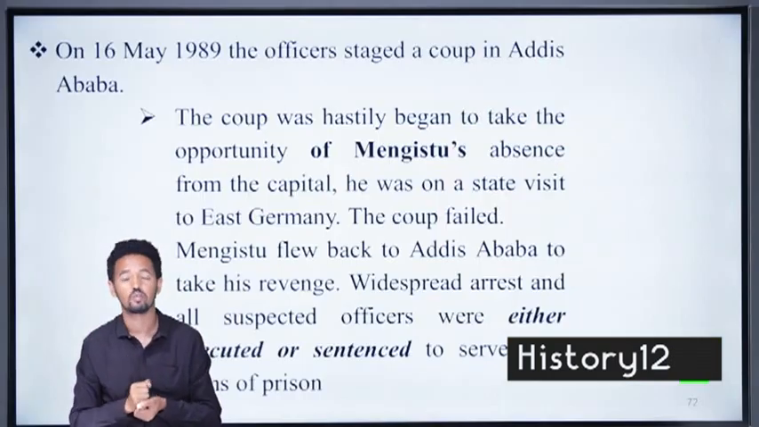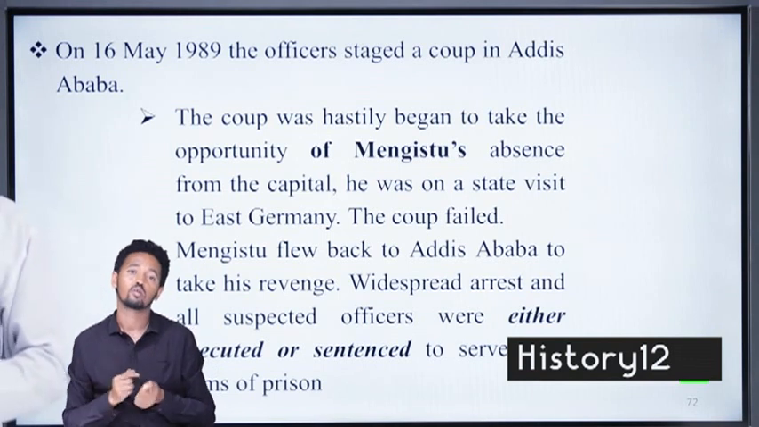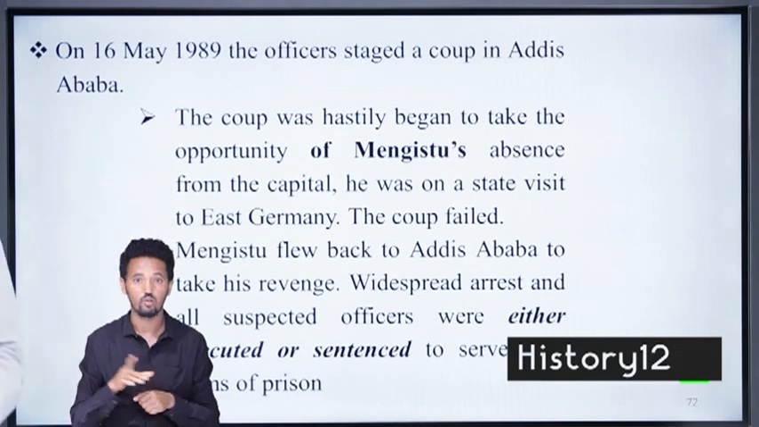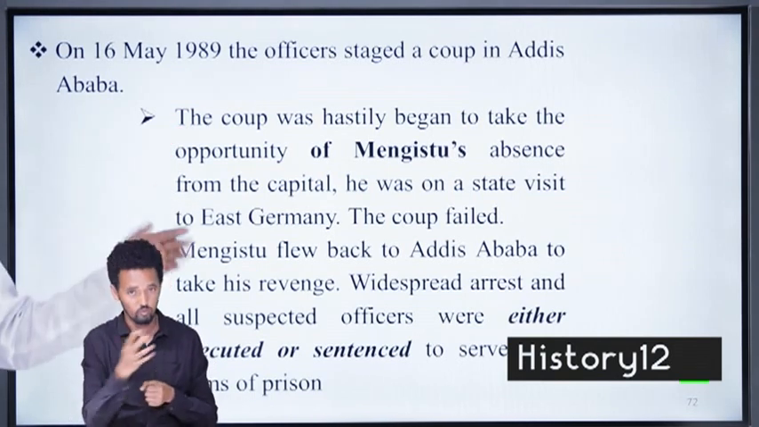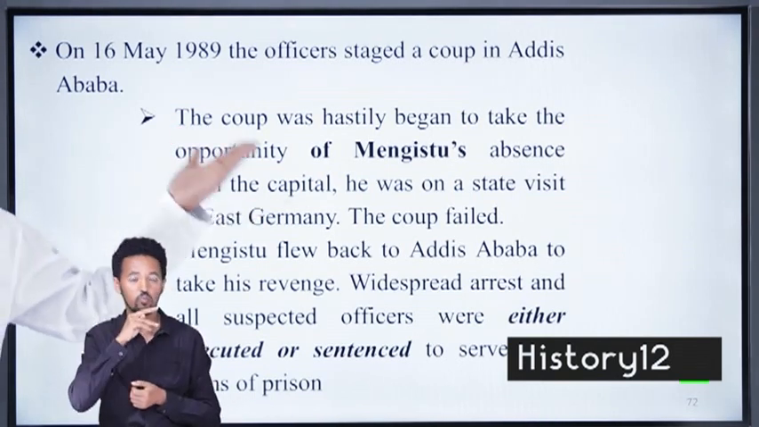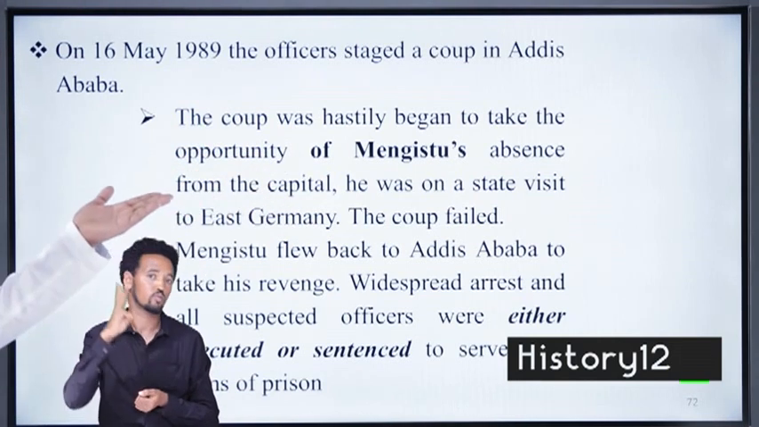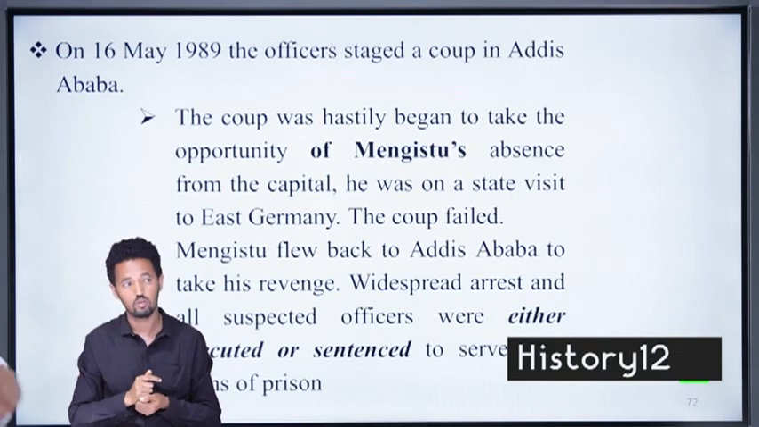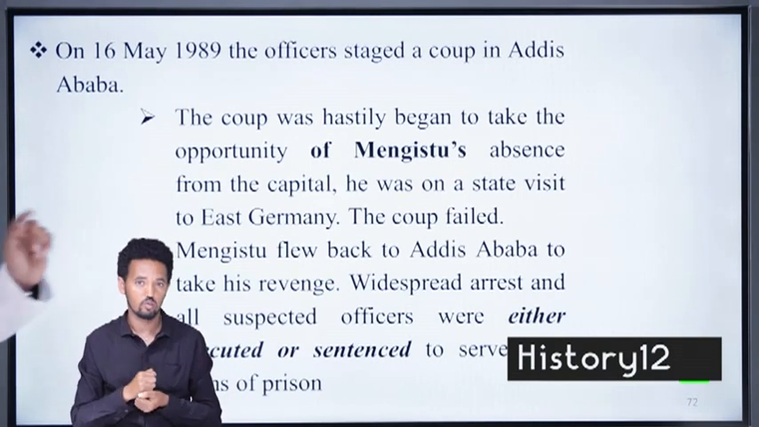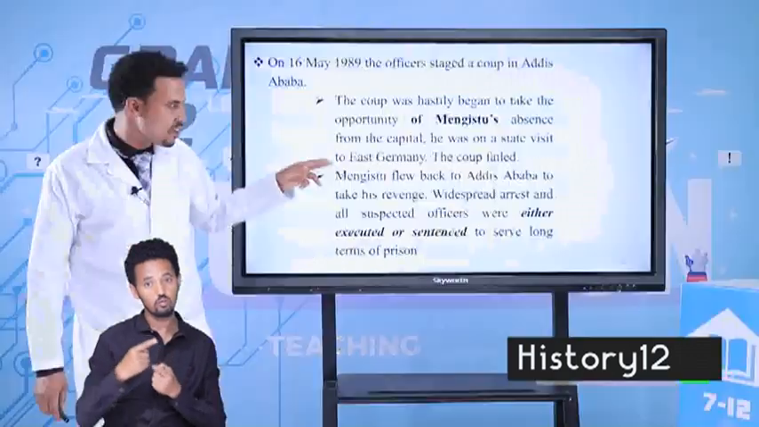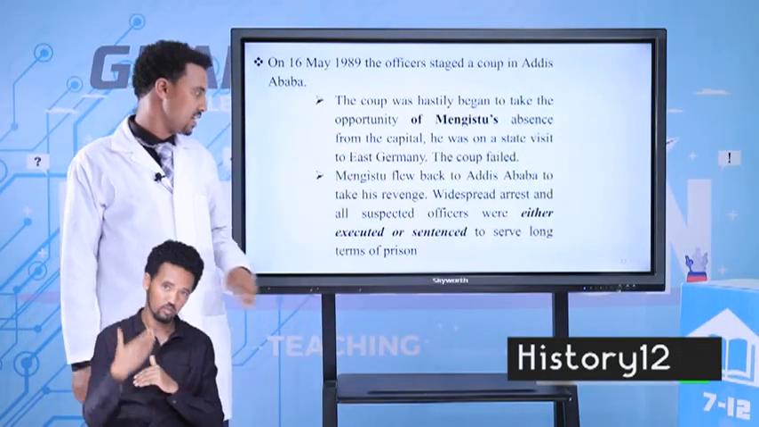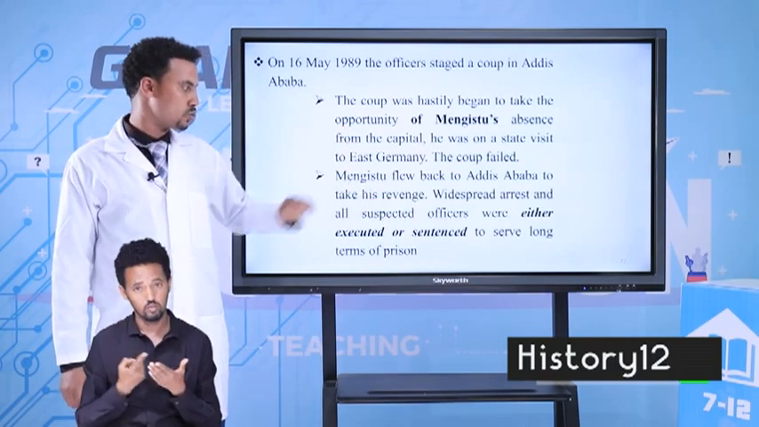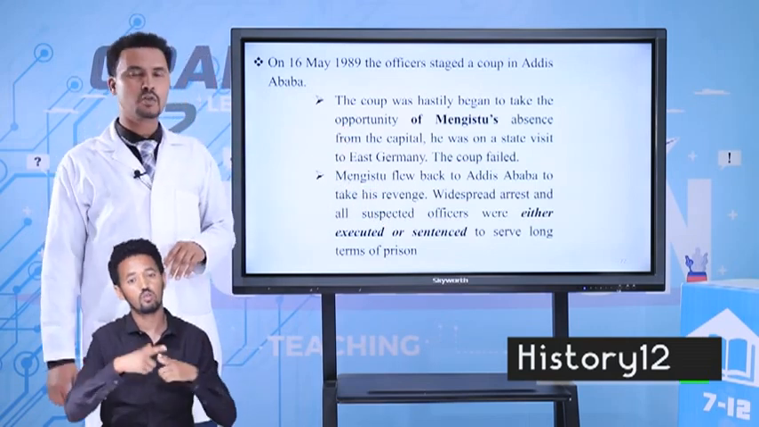On 16 May 1989, the officers staged a coup in Addis Ababa. The coup was hastily begun to take the opportunity of Mengistu's absence from the capital. He was on a state visit to East Germany. By the way, this was organized by Fantabala and other supporters. The coup failed. Mengistu flew back to Addis Ababa to take his revenge. Then widespread arrests followed, and all suspected officers were either executed or sentenced to severe long prison terms.